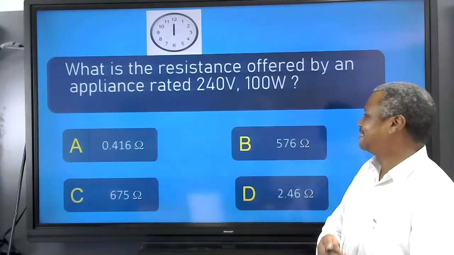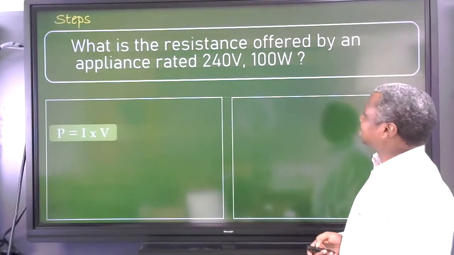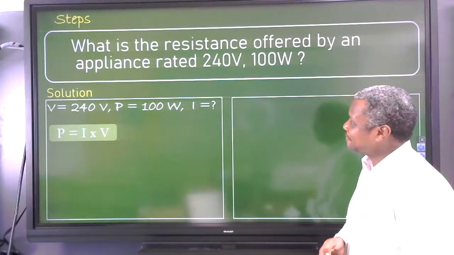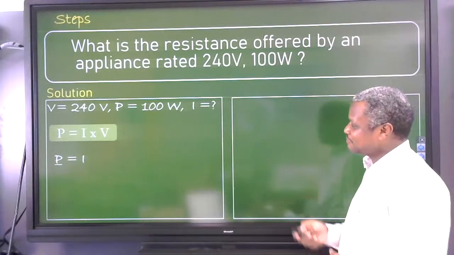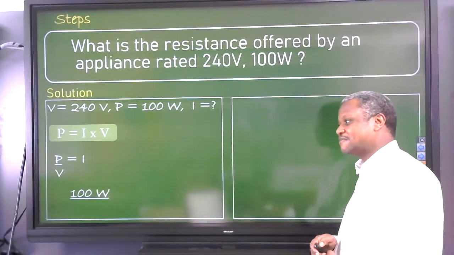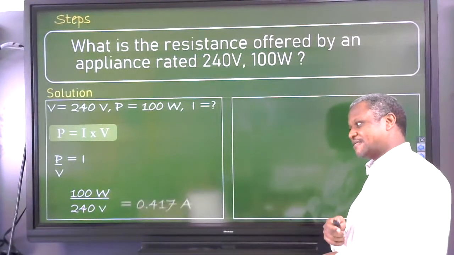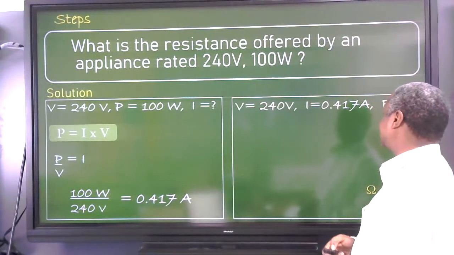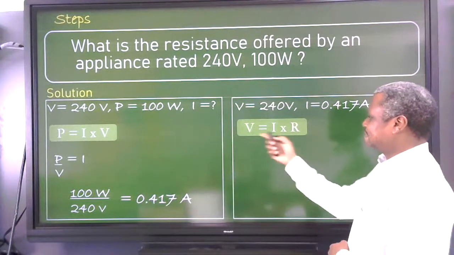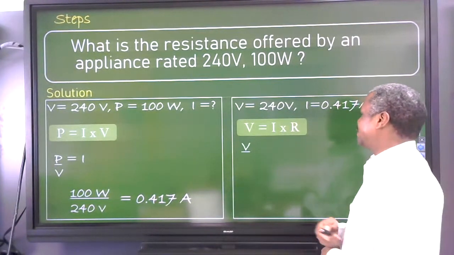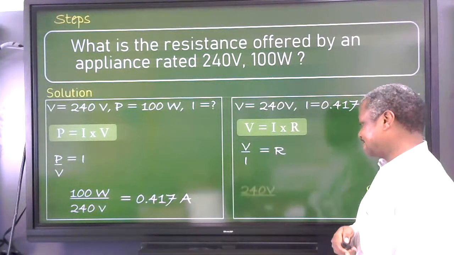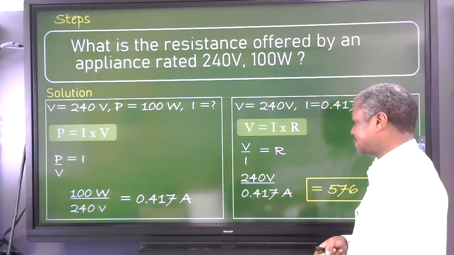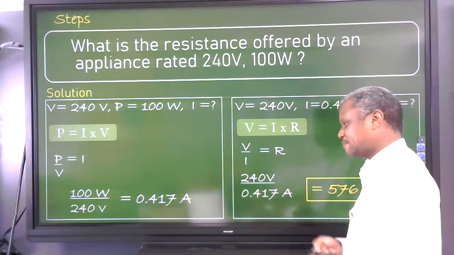Okay, the correct answer, here we go. What is the resistance offered by an appliance rated 240 volts, 100 watts? Solution again, voltage is 240, power is 100, we don't know the current. Power is equal to current multiplied by voltage, so power divided by voltage is equal to current. 100 watts divided by 240, the answer you get is 0.417 amperes. Now, you know the voltage and the current, but we don't know the resistance. Substitute that into Ohm's law, V equals IR. So V divided by I is equal to the resistance. When you substitute that, 240 divided by 0.417, the answer is 576 ohm.